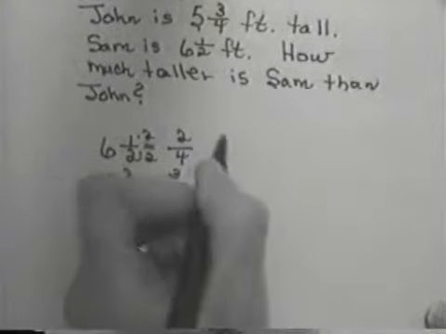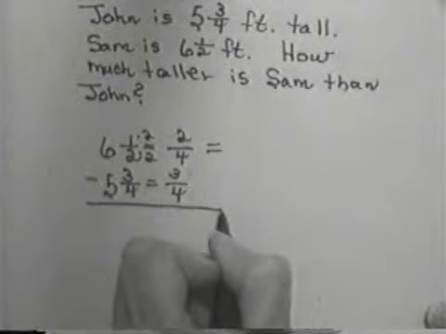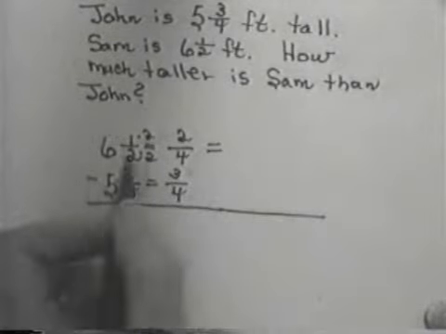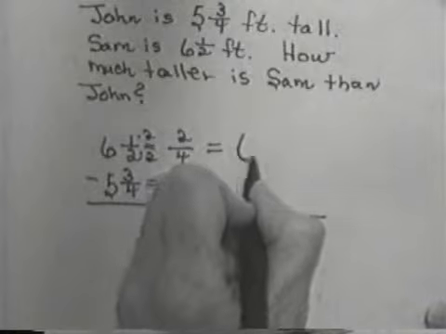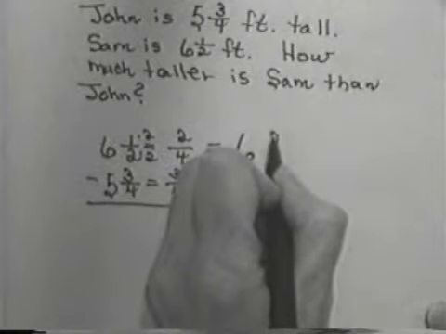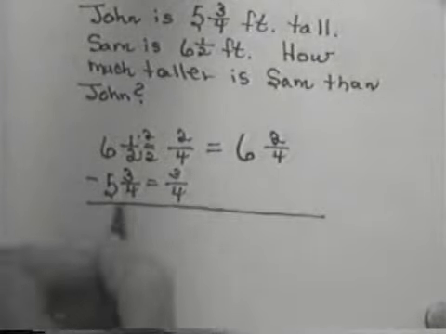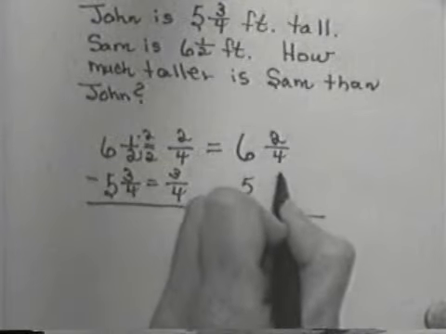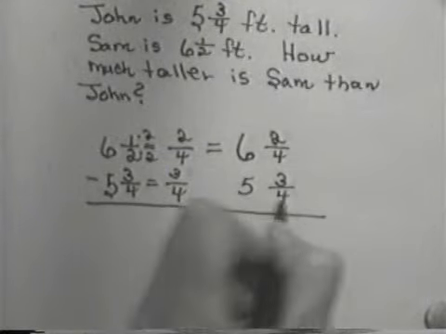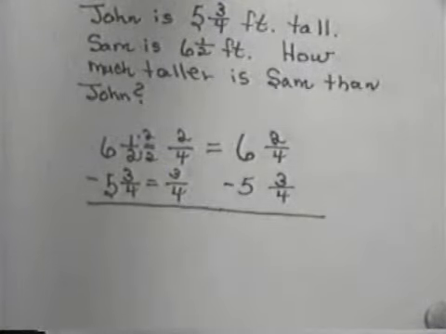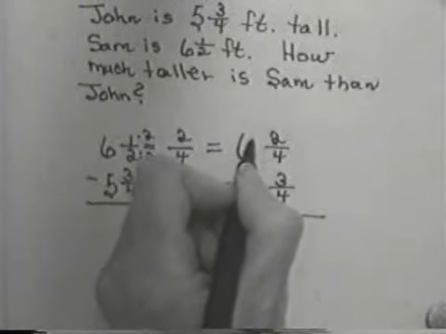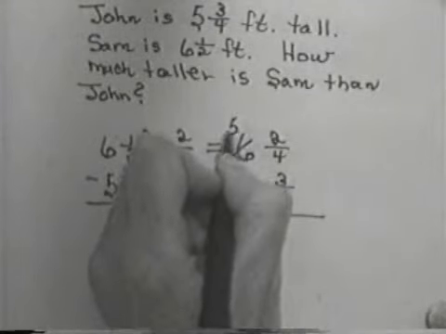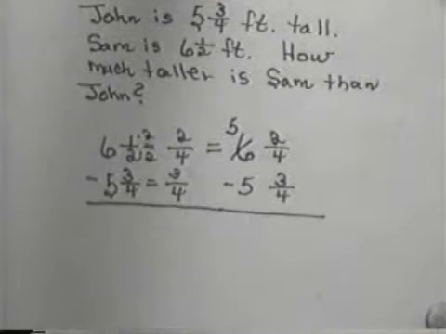So to make things clear, I'm going to rewrite all of this so we can see my whole mixed number. I have 6 and 2 4s, and I have 5 and 3 4s, so I can see what I'm subtracting. And I can't subtract 3 from 2, so I'm going to borrow. So I come over here to my 6 and borrow 1. That leaves me with a 5.